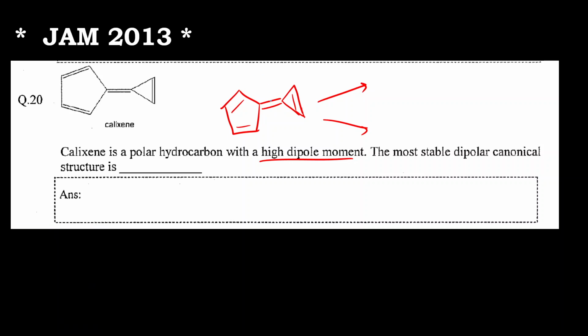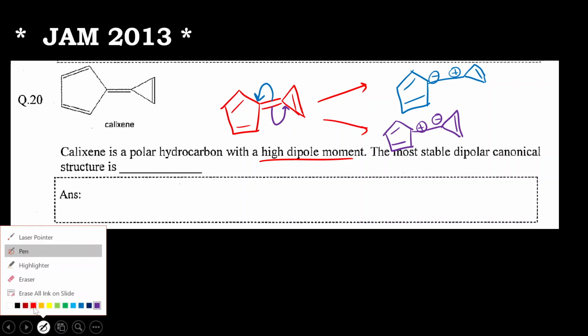Suppose one is a blue one, I shift this electrons here. What I will get? Negative charge here, and here there will be positive charge, like this. Okay, and other possible structure will be, I shift this electron on the smaller ring. Positive, negative. Now we have to compare both the rings.